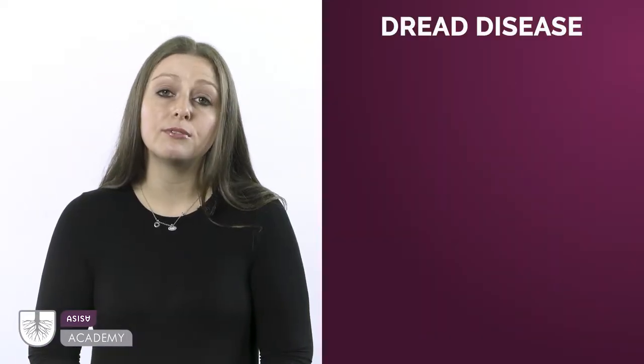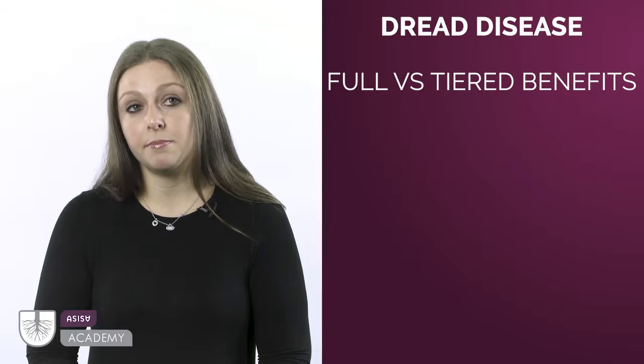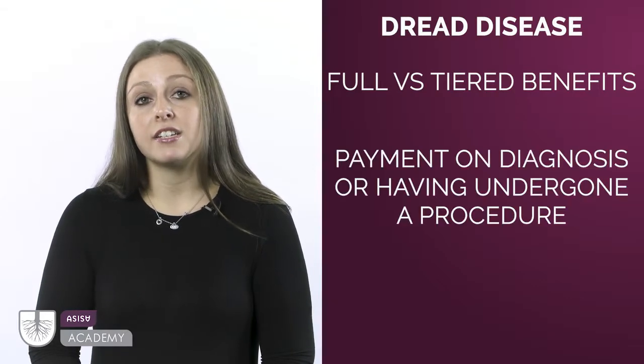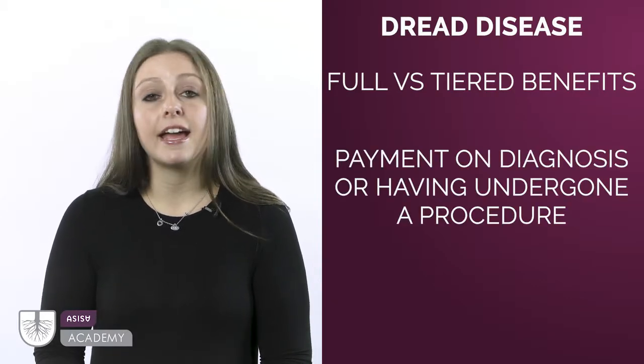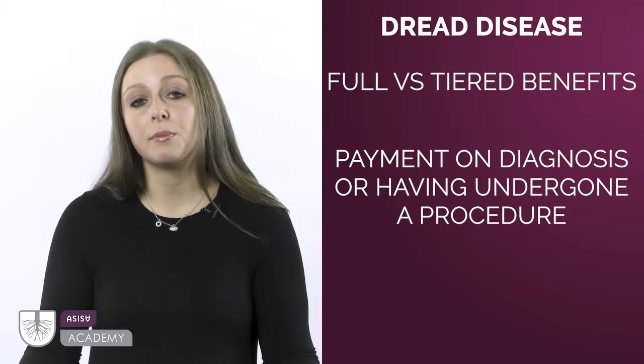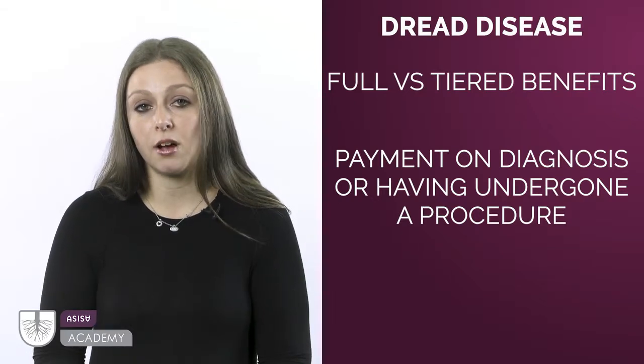So I'm going to go into each type of claim, because the definitions would dictate how the claim is assessed, and then we can determine what requirements are needed and the philosophy behind each claims assessment principle for the relevant benefits. So for dread disease, some companies have full benefits and some have tiered benefits. Some pay on diagnosis, some pay on having undergone a specific procedure like a spinal fusion, for example.